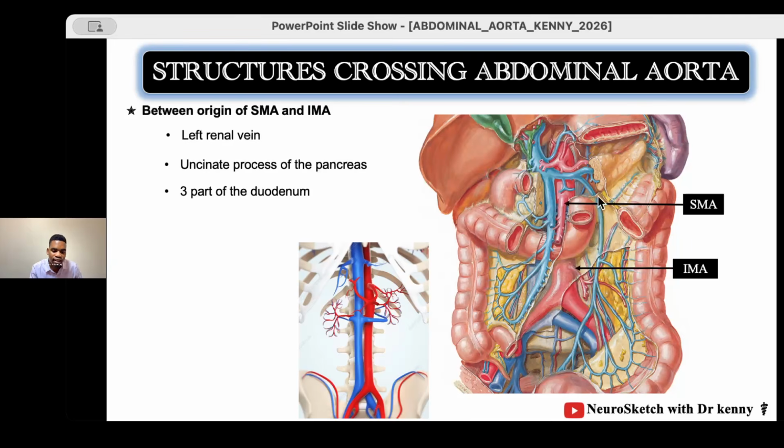Next, we also have the uncinate process of the pancreas. Now, the pancreas has this shape. We have the body. The body of the pancreas is passing between the celiac trunk and the superior mesenteric.